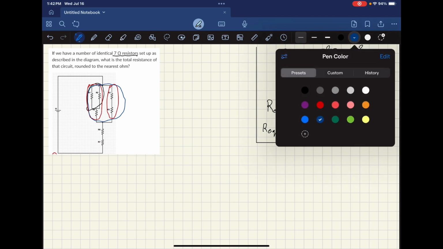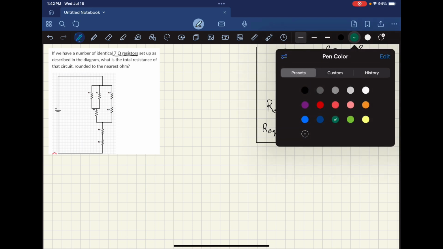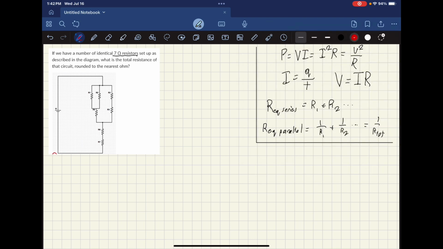And then once we have that in parallel, everything will be all together, and we can finally connect it with 3 resistors all in a line. That may sound a little confusing, but we're going to walk through it, and I think it'll all make sense. So let's start with our R1 and R2.